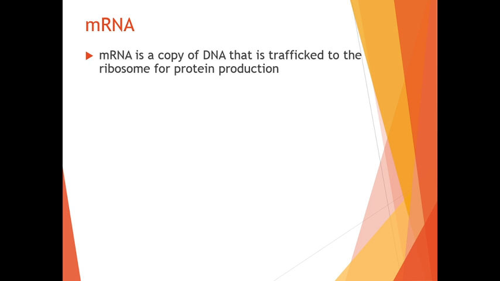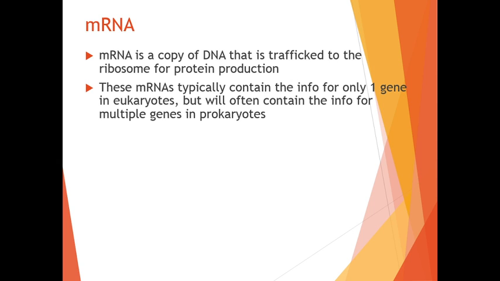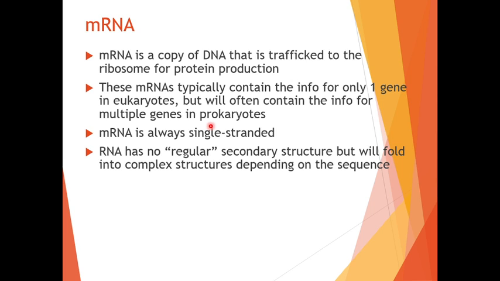mRNA, or messenger RNA, is a copy of DNA that is trafficked to the ribosome for protein production, or translation. These mRNAs typically contain the information for only one gene in eukaryotes, but will often contain the information for multiple genes in prokaryotes like bacteria and archaea. mRNA is always single-stranded. RNA has no regular secondary structure but will fold into complex structures depending on the sequence.